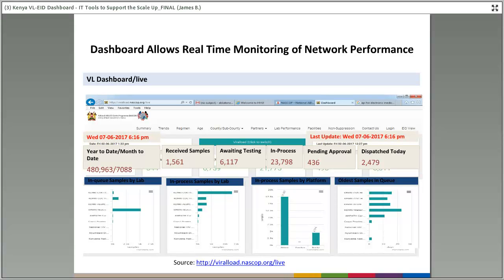So that helps us, because if we find that a lab has high volumes, we're able to move that to another facility or ask them to move it to another lab so that they are not building up backlog and delaying.